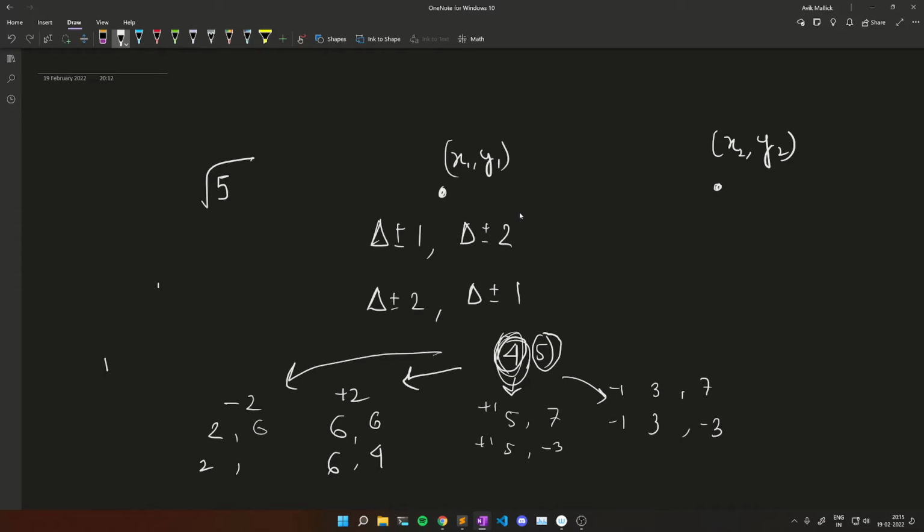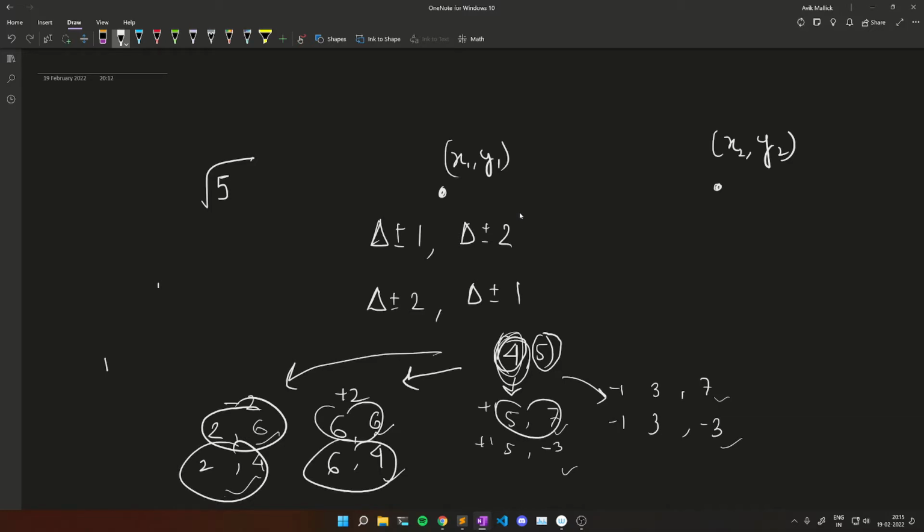So this will be 6 and this will be 4. So these are all the possible combinations, the points from where we can try to find the solution, because all these points are root 5 distance away from this point.